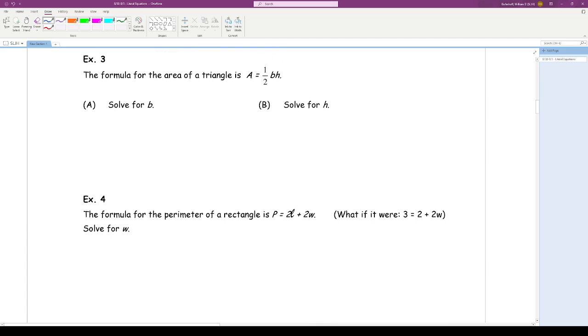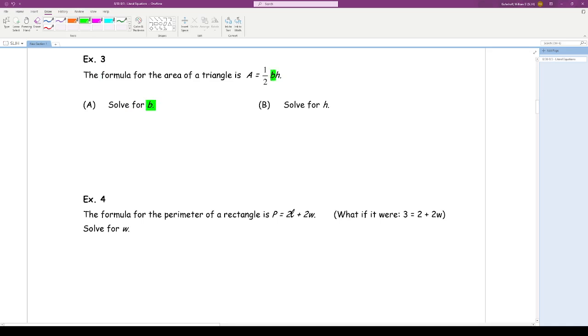On example 3, thinking in terms of what we just had, we have a variable equals the product of 2 variables, just like we had, but now we also have a constant times those 2 variables. We're going to handle this in very much the same kind of way. So first we want to solve for B.